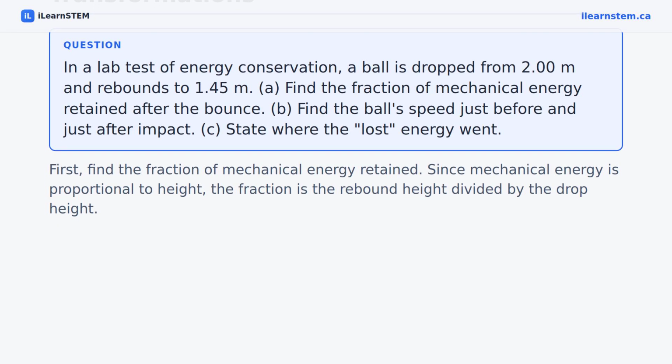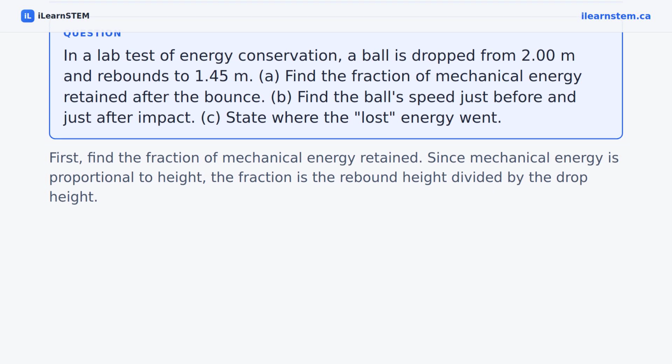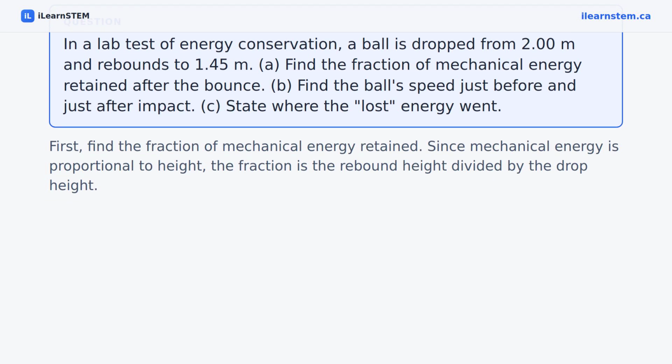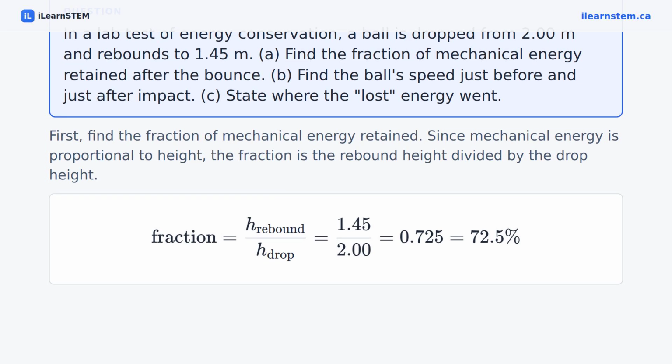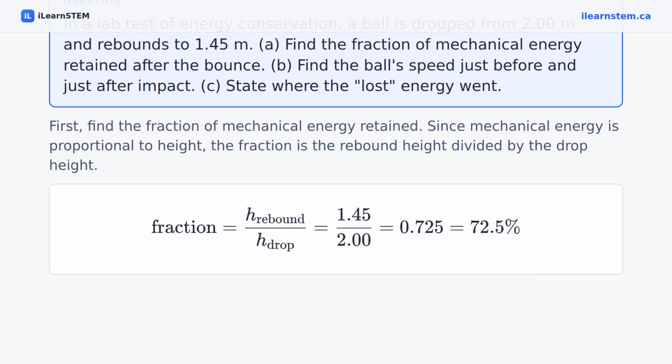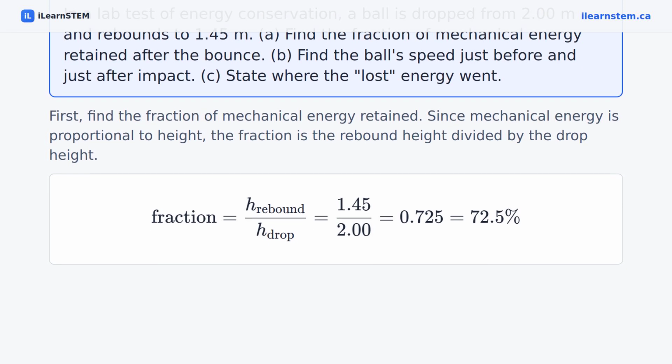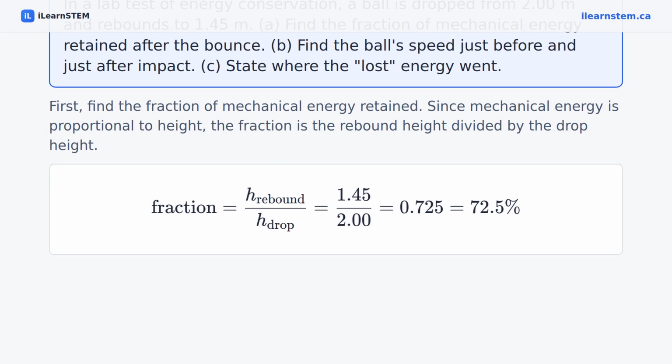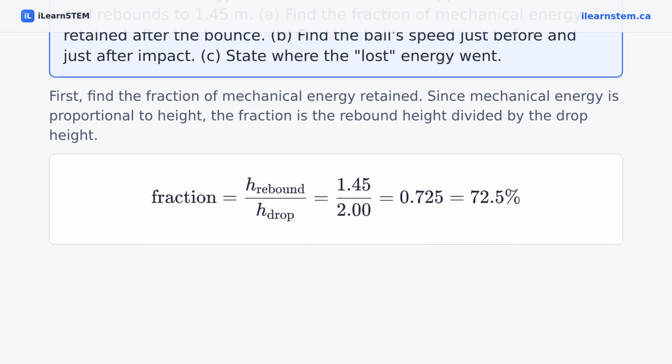Since mechanical energy is proportional to height, the fraction is the rebound height divided by the drop height. Fraction equals rebound height over drop height, which is 1.45 over 2.00, giving 0.725 or 72.5%.